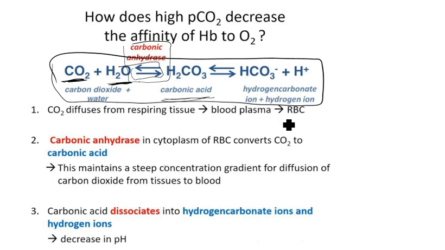Remember, RBC, WBC and platelets are all found within the blood plasma. Blood plasma is what holds them, and they are all within the vessel. So when CO2 diffuses from the respiring tissue, it goes into the blood plasma first, then from the blood plasma it moves into the RBC. The second thing that happens is the carbonic anhydrase in the cytoplasm of the RBC. At this point we're in the RBC already, and the carbonic anhydrase converts this CO2 to carbonic acid.